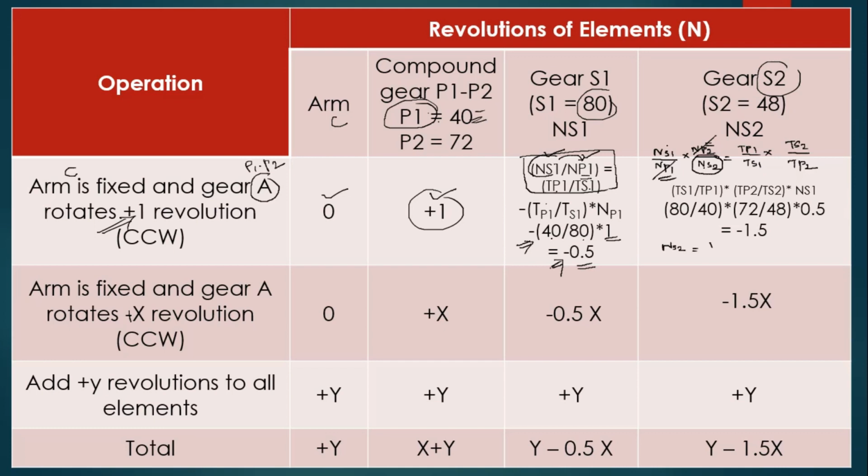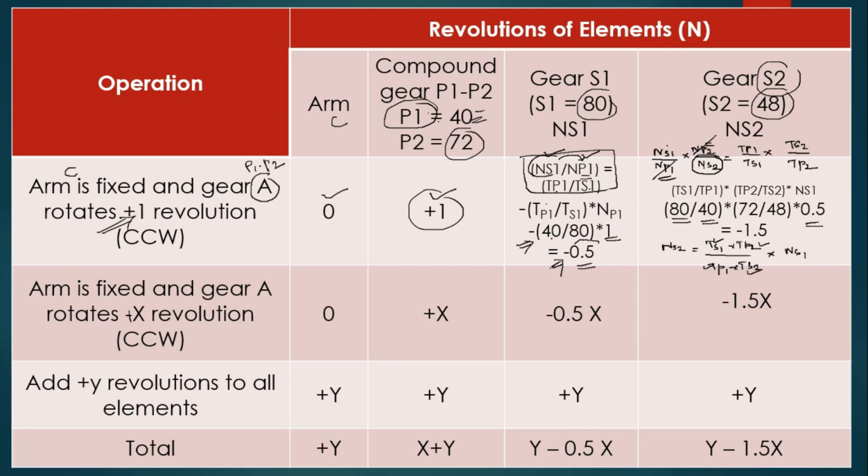NS2 is equal to TS1 into TP1 divided by TP2 into TS2 into NS1. So NS1 is equal to 0.5, right? Substitute the value 0.5. So TS1, TP2, TP1 and TS2 we know, right? Here TS1 is 80, TP1 is 40, TP2 is equal to 72, TS2 is equal to 48, and NS1 is equal to 0.5. Clear?